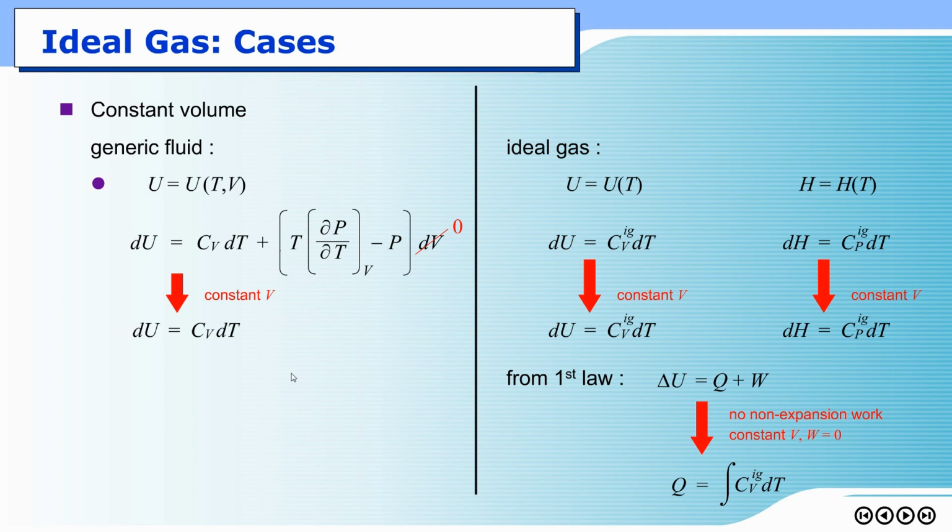For the generic case, if you apply delta U into the first law under the same assumption of no non-expansion work, and for a constant volume process, work would equal 0. You end up with a similar form of the equation, but again, Cv here and Cv there might not be the same. So the heat that you calculated using the generic equation might not be the same as the heat calculated under the ideal gas assumption.